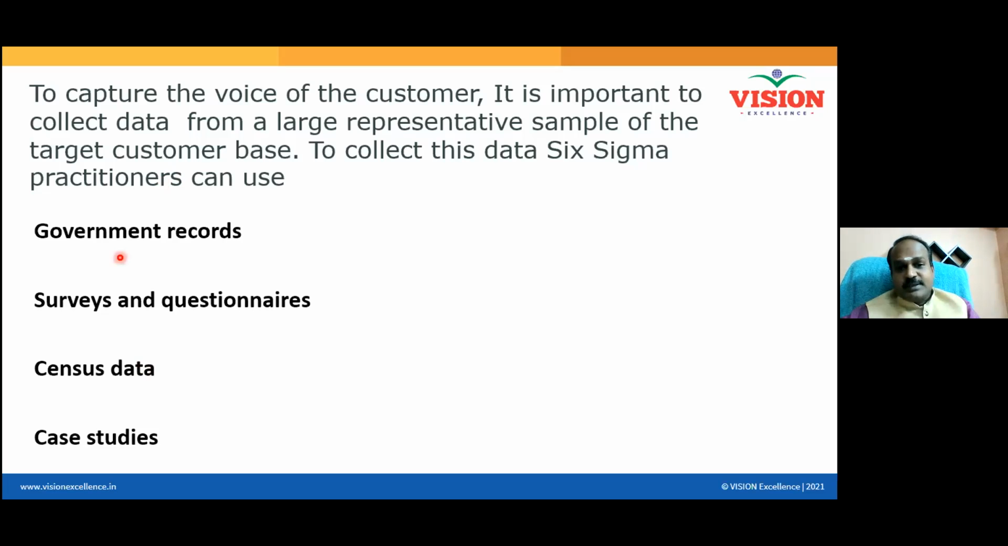Suppose you want to understand what your customers are thinking about your products and services. Which option will you make use of? Surveys and questionnaires. Yes, surveys and questionnaires are the best option, but designing the survey questions is very important. Ask the right questions, keep the right options, then only you will be able to understand your customer, right?